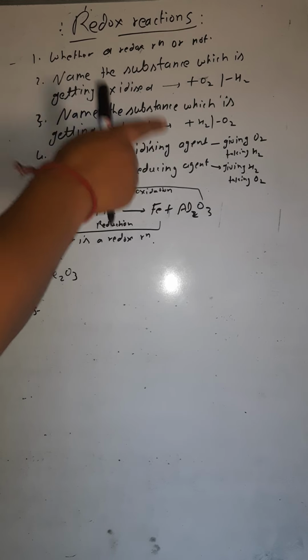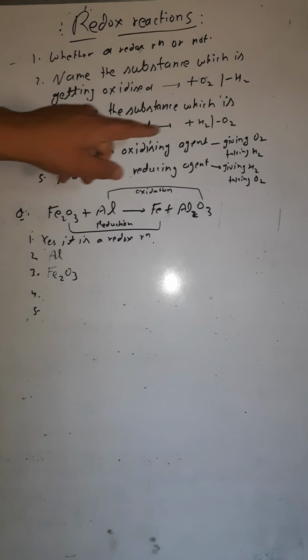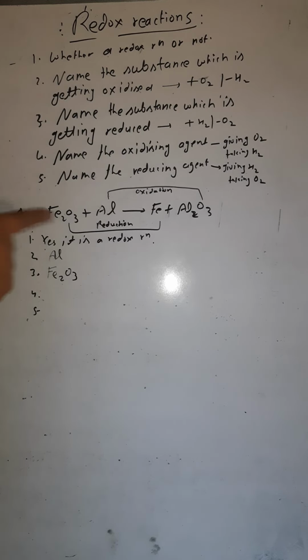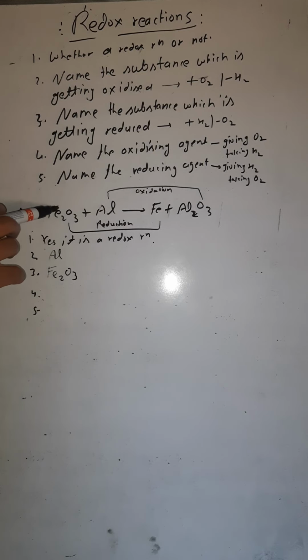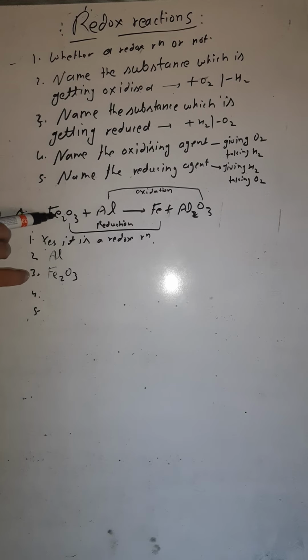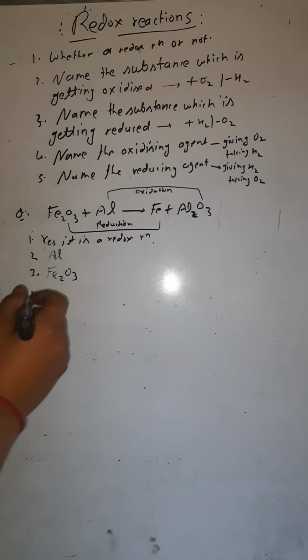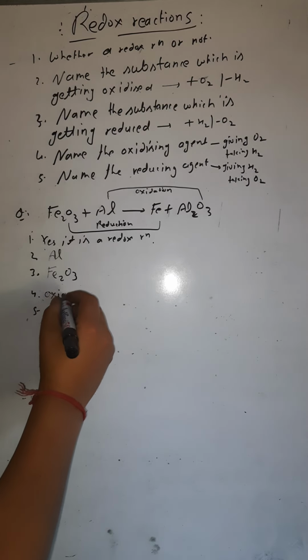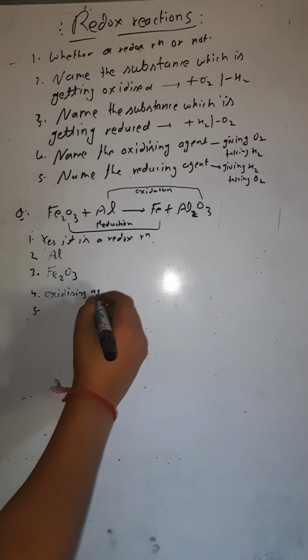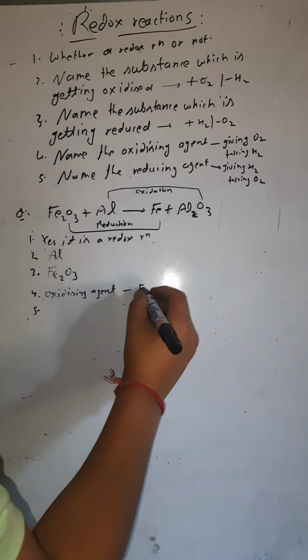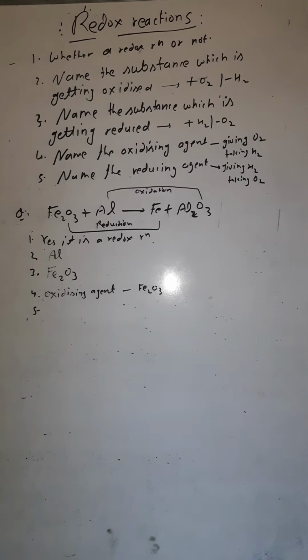Answer of the next question: name the oxidizing agent. Oxidizing agent means the substance which is giving oxygen or taking hydrogen. Hydrogen is nowhere here, but which substance is giving oxygen? In these two, which one is giving oxygen? This one is giving oxygen to aluminium. Earlier aluminium was alone, now it has oxygen. So this one is called the oxidizing agent. What is the oxidizing agent here? Fe2O3. So you can write here: oxidizing agent is Fe2O3.